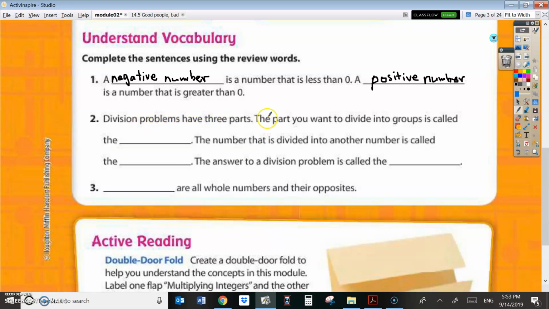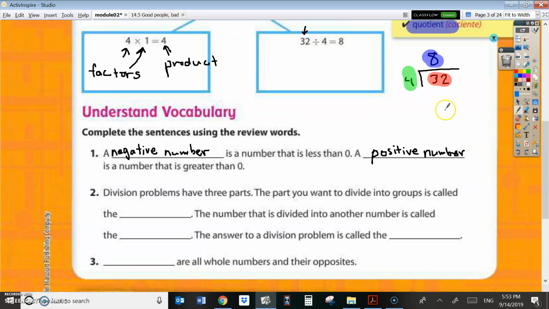Division problems have 3 parts. The parts you want to divide into equal groups. So this part is called a dividend. The number that is divided into another number is called the divisor. This is the divisor. The answer to the division problem is called the quotient.